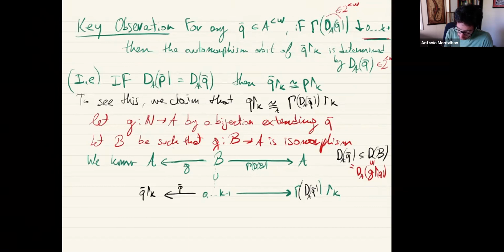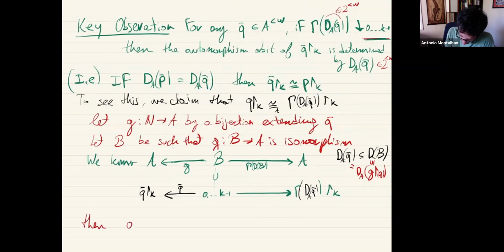Okay, so that's how we get that Q up to K is automorphic to the image of this gamma, the first K values of the image of the gamma, if we know that this converges. And now once we know that, why is it that we get our claim? Well, suppose this is the case, then what do we get?